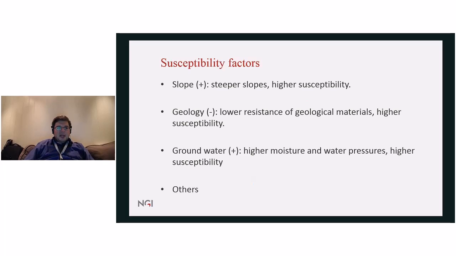Susceptibility factors, in a qualitative way, we can think that slope is a susceptibility factor that is directly proportional. So when we have steeper slopes, that means higher susceptibility. Geology is also a susceptibility factor, and that means that the lower the resistance of geological materials, then the higher the susceptibility. So they are inversely related. And groundwater is directly related in the sense that higher moisture and water pressures correspond to higher susceptibility. And there can be other factors too.